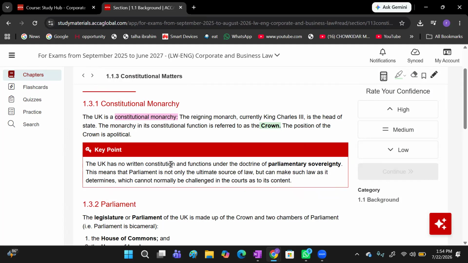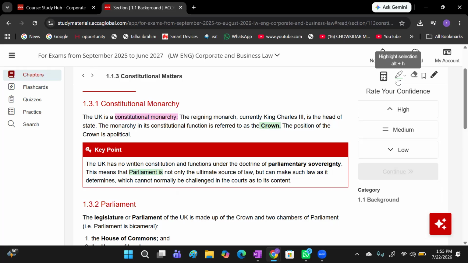The UK has no written constitution and functions under the doctrine of parliamentary sovereignty. What does that mean? It means that Parliament in the UK is considered sovereign. Sovereign means the ultimate power. Parliament is free to make any law that it deems fit for the country, and it can also change any law that it feels is necessary. Parliament is not bound by the judiciary, nor is it even bound by the crown. Sovereign means ultimate authority.